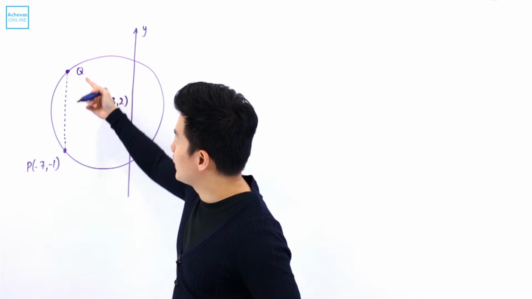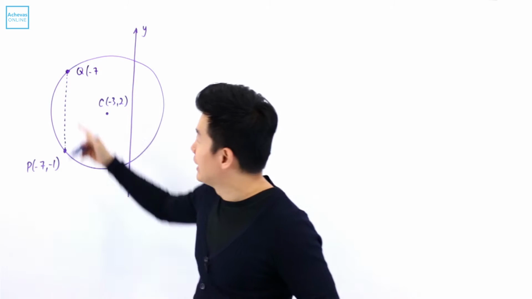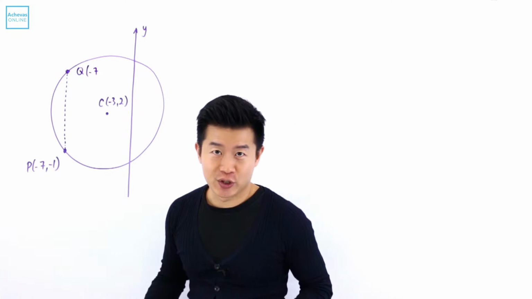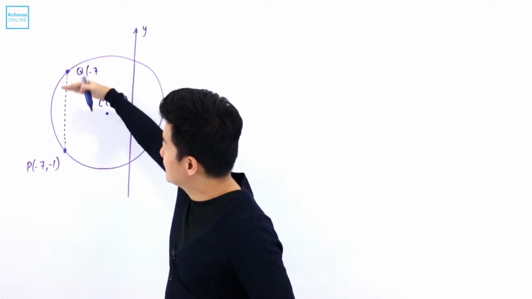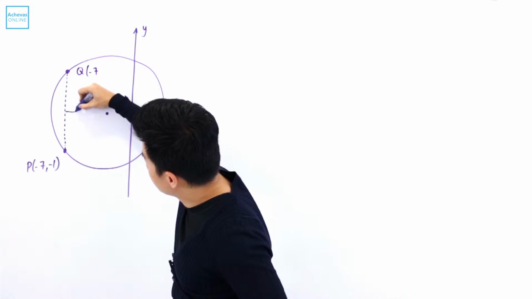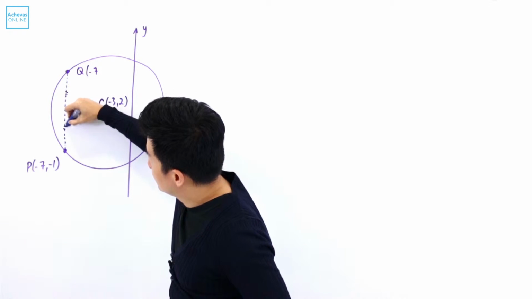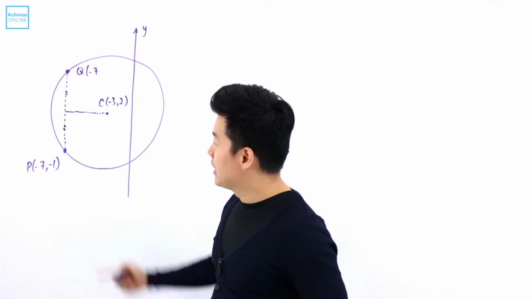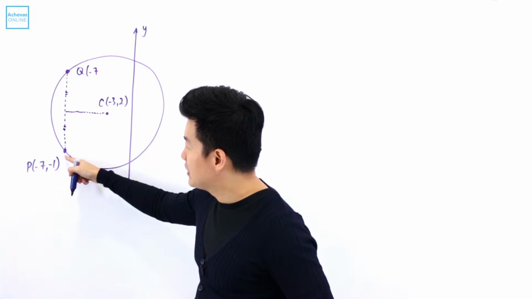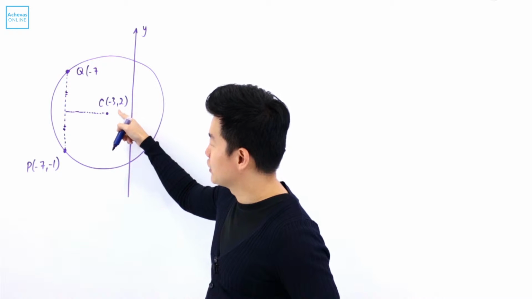which means that it is going to have an x-coordinate of -7. This here is the chord of a circle. So that means that if I were to draw a horizontal line from the center of the circle, it is going to cut it at the midpoint of P and Q. That means from -1 all the way until the y-coordinate of the center of the circle, which is 2.